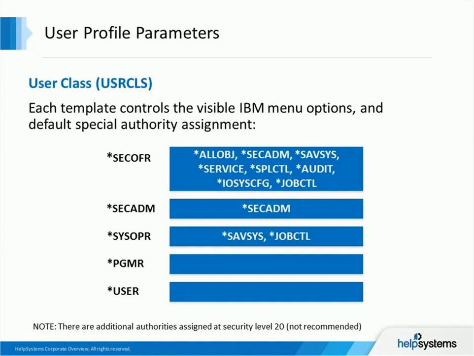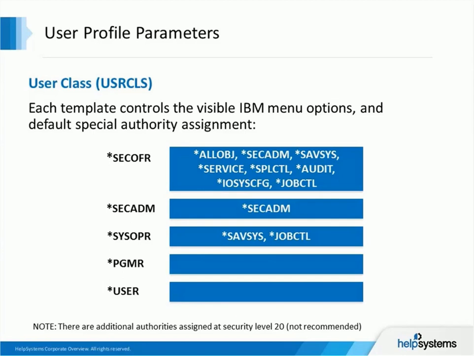And often we see programmers and users as the class, but they've been given all object or other things. Now, these are the special authorities that are granted at level 30 security and higher, but you absolutely need to be at 40 or higher. So hopefully if you're at 10 or 20 or even 30, we need to talk, all right?